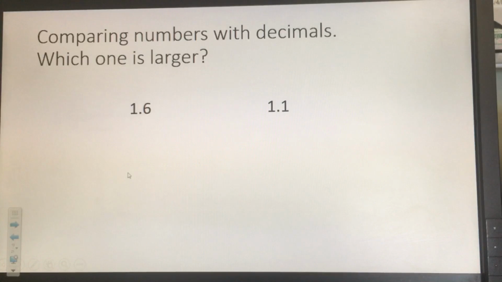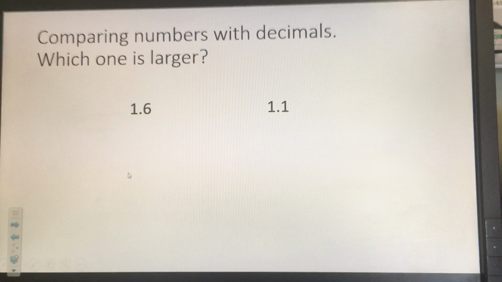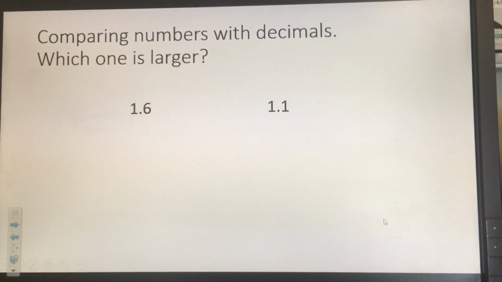Okay, we're now going to use our knowledge of place value to compare numbers with decimals. So to start off, we're going to have a think about which one of these numbers is larger. I have 1.6 and 1.1. I'm going to start comparing these at the ones column. I have 1 in the ones column and 1 in the ones column here.